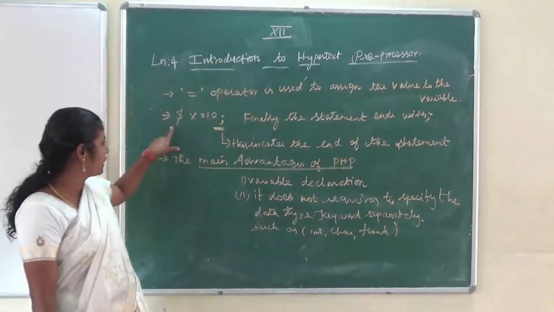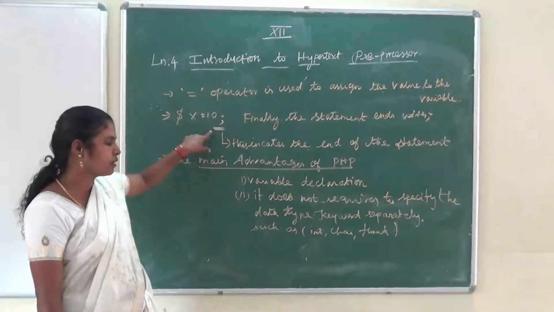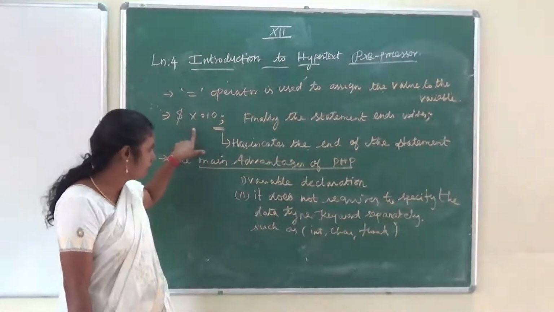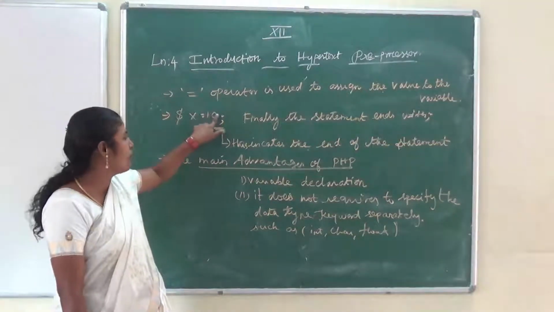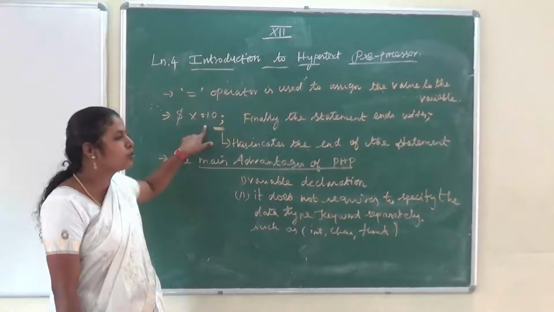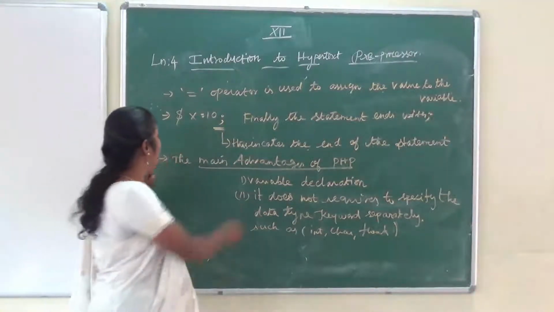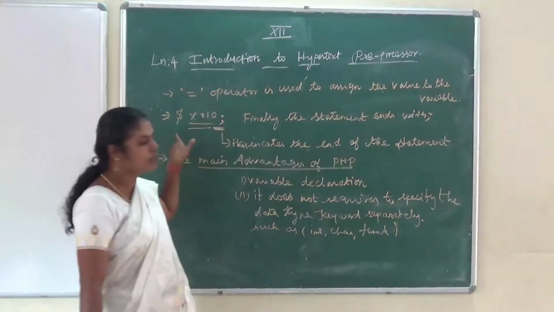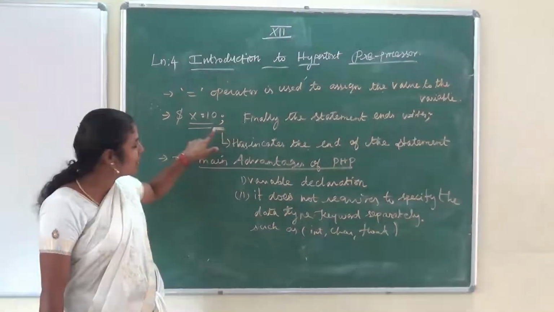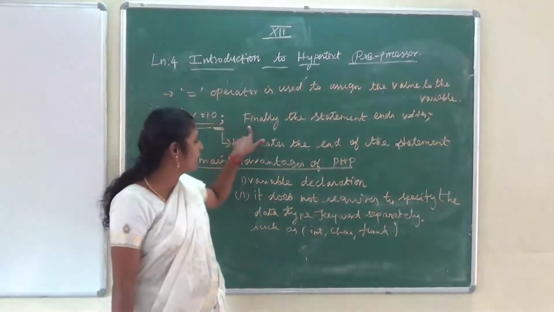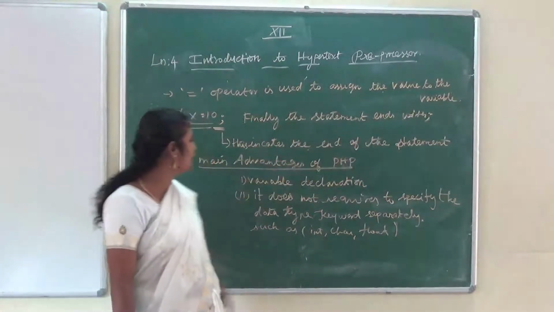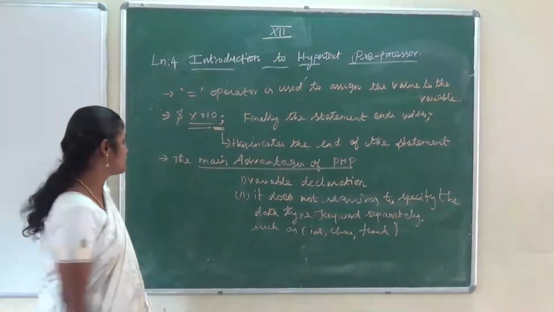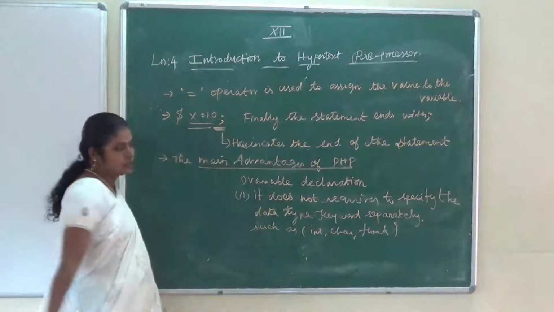Next, you see I have written the example, $x is equal to 10. We have already studied that each and every variable starts with the dollar symbol, then the variable name and then the value. This value is assigned to the variable x through the is equal to symbol. Next, each and every statement should terminate with the terminator. That's why I have written here, finally the statement ends with the terminator. What is the meaning of this? This indicates the end of the statement.